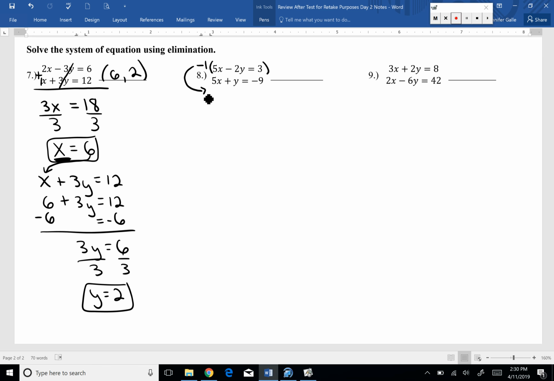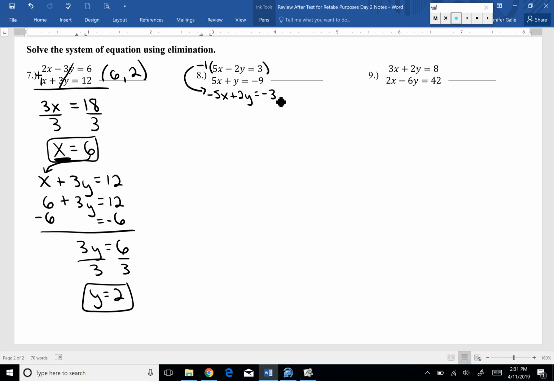So when I multiply by negative 1, all that happens is the signs change. So positive 5x becomes negative. Negative 2y becomes positive. And positive 3 becomes negative. I needed a pair of opposites. So I made them. I multiplied by negative 1. All it did was make the 5x negative, the negative 2 positive, and the positive 3 negative.